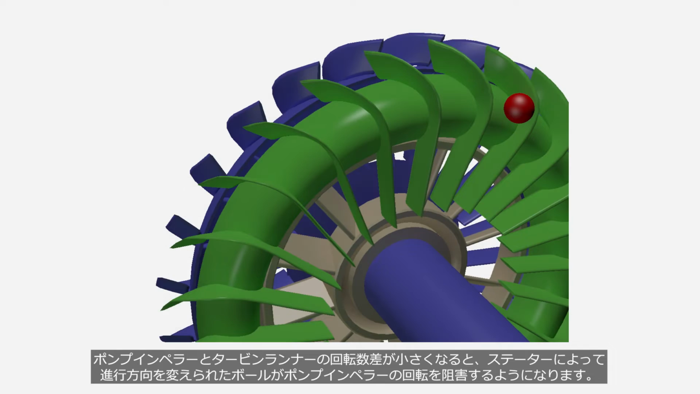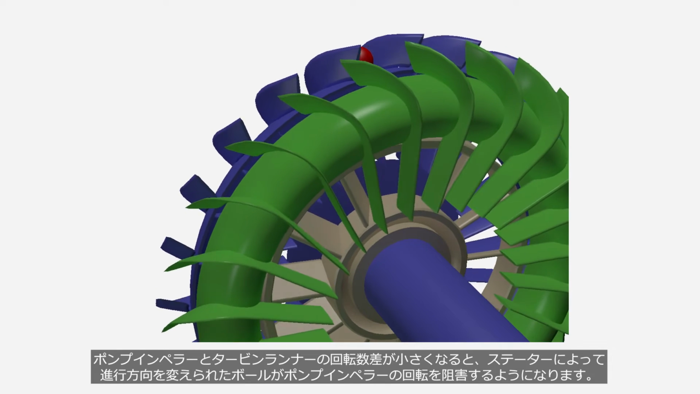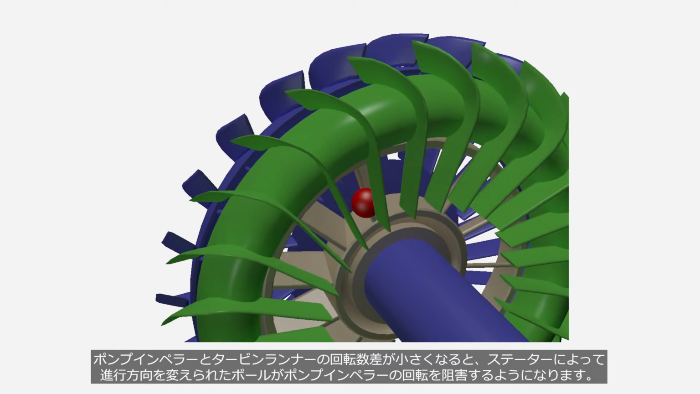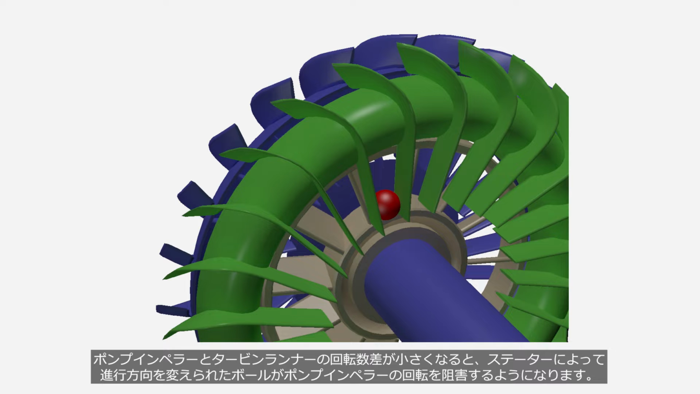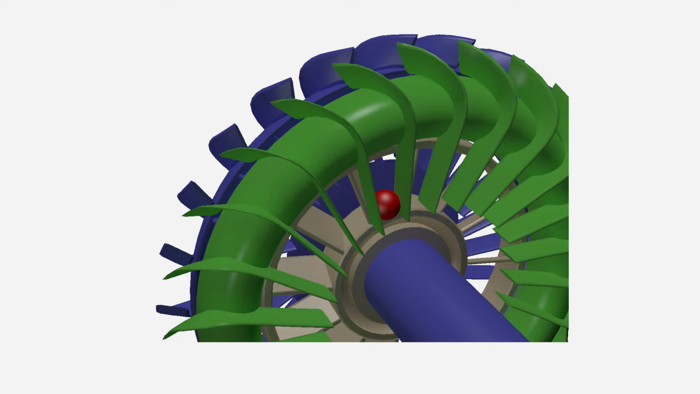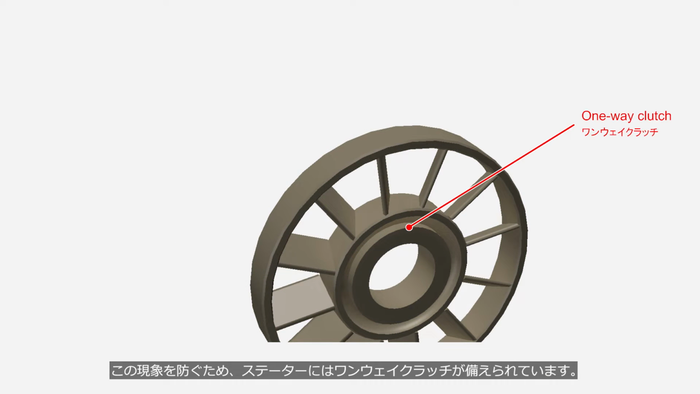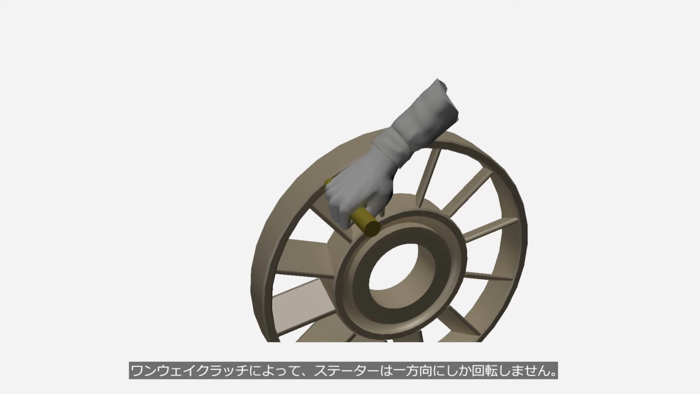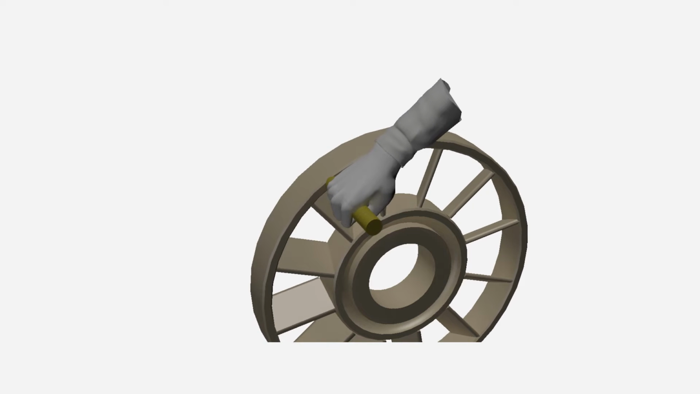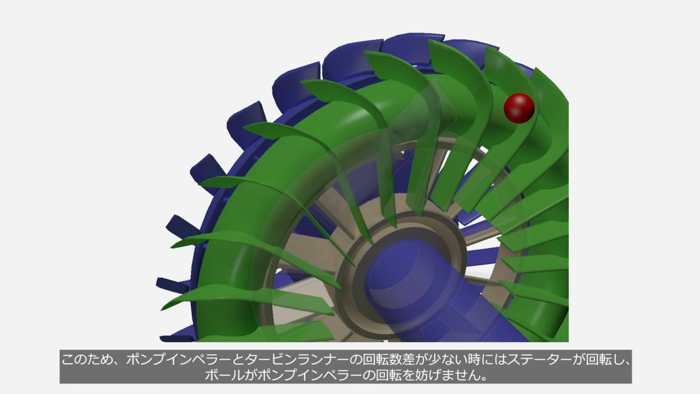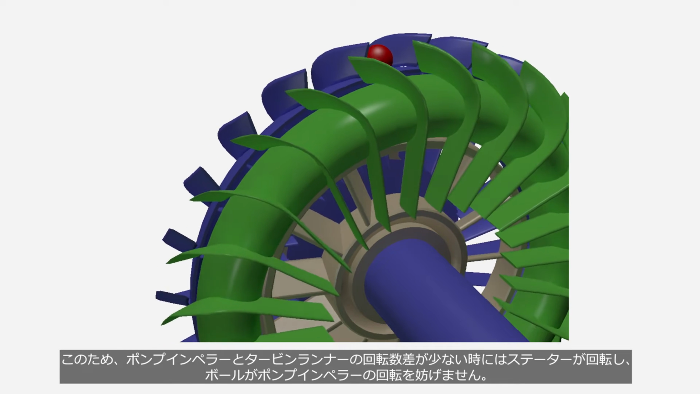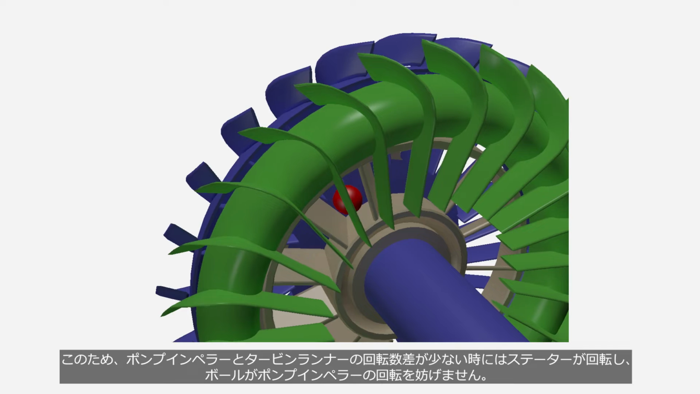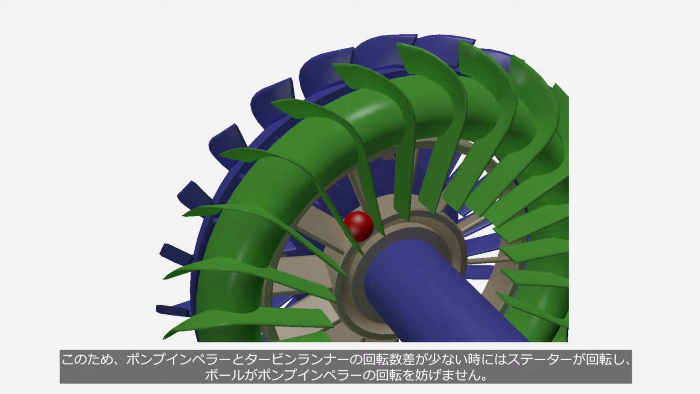When the speed difference between the pump impeller and the turbine runner becomes small, the ball, which can change its direction by the stator, hinders the rotation of the pump impeller. To prevent this phenomenon, the stator is equipped with a one-way clutch. Thanks to the one-way clutch, the stator only rotates in one direction. As a result, when the speed difference between the pump impeller and the turbine runner is small, the stator rotates and the ball does not hinder the rotation of the pump impeller.